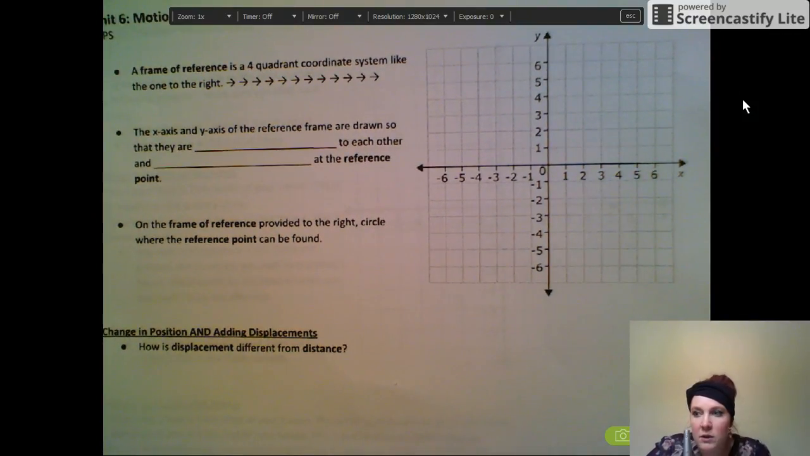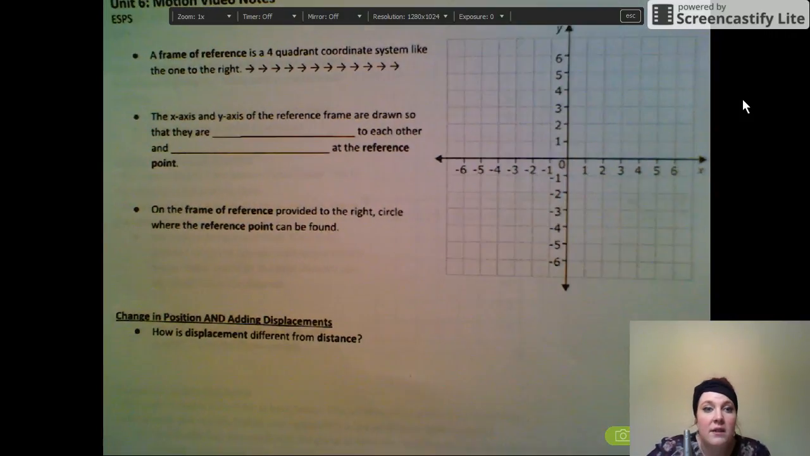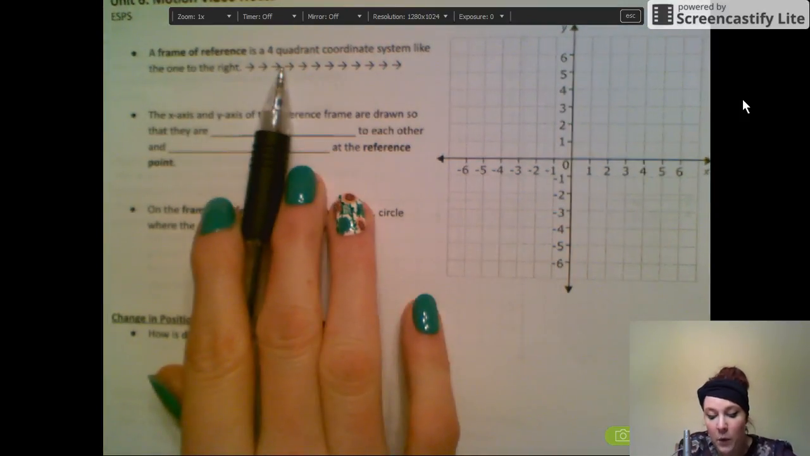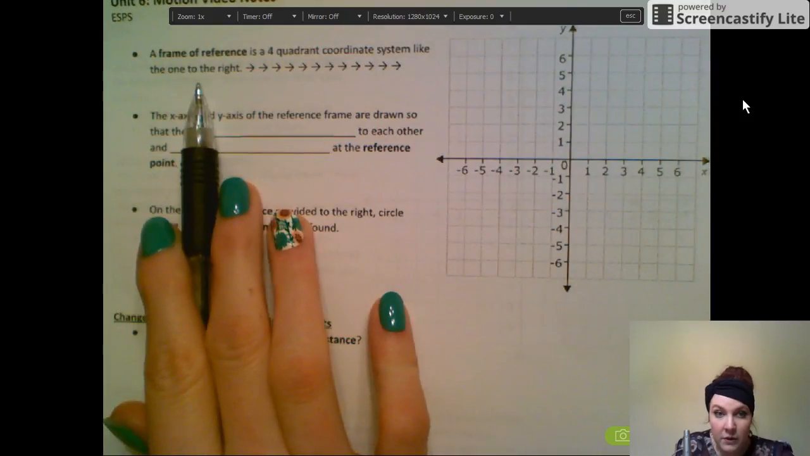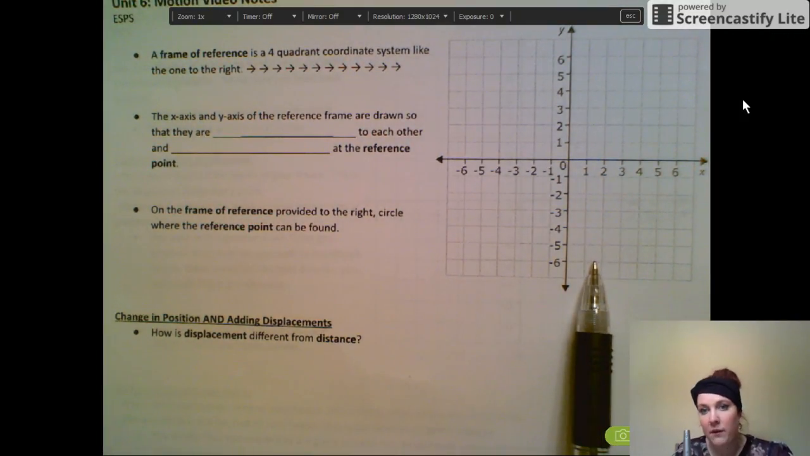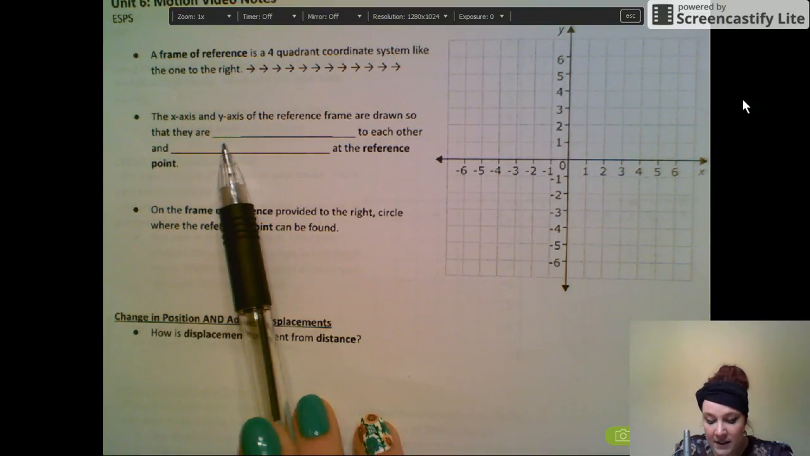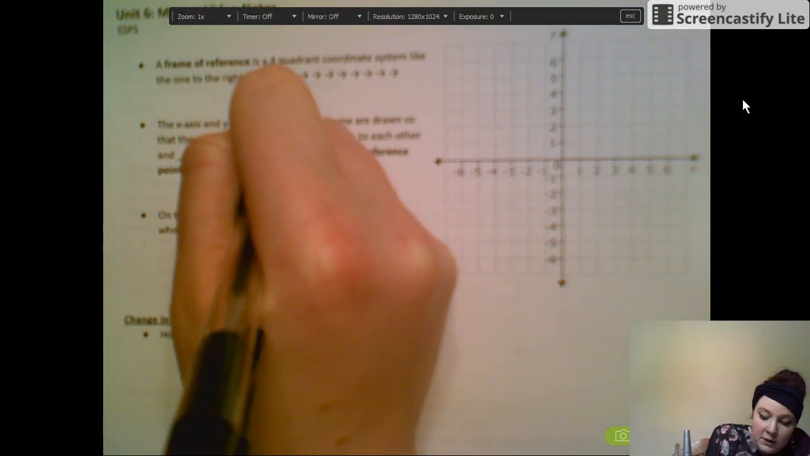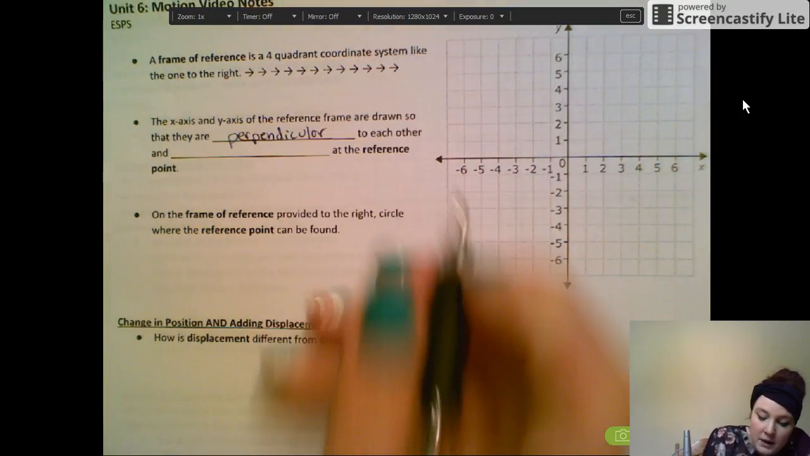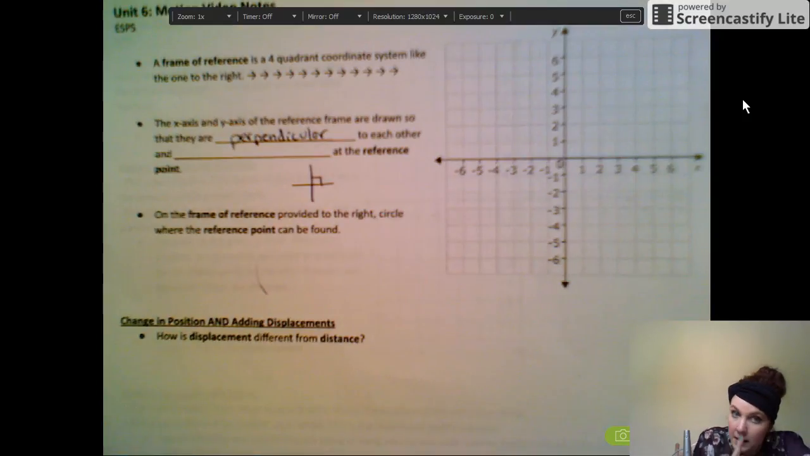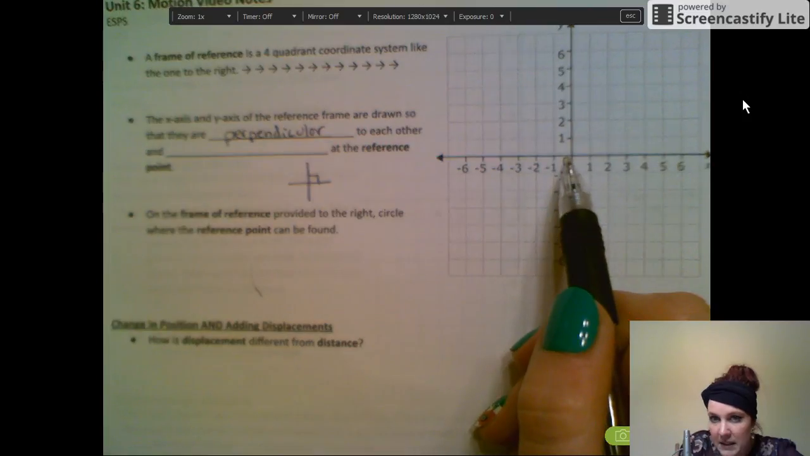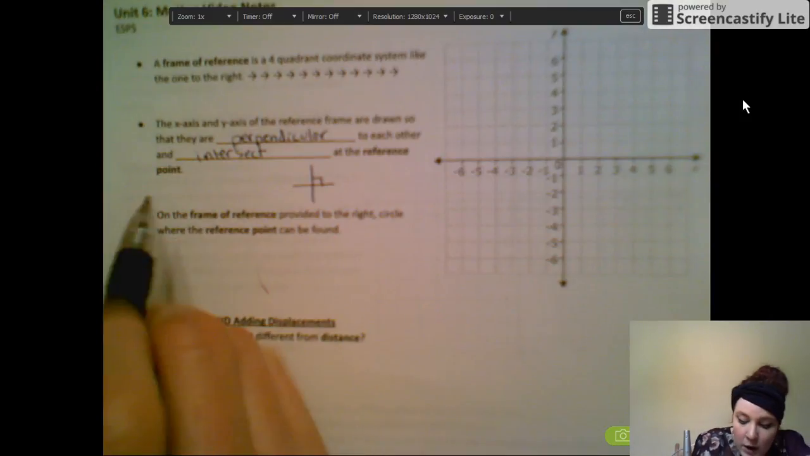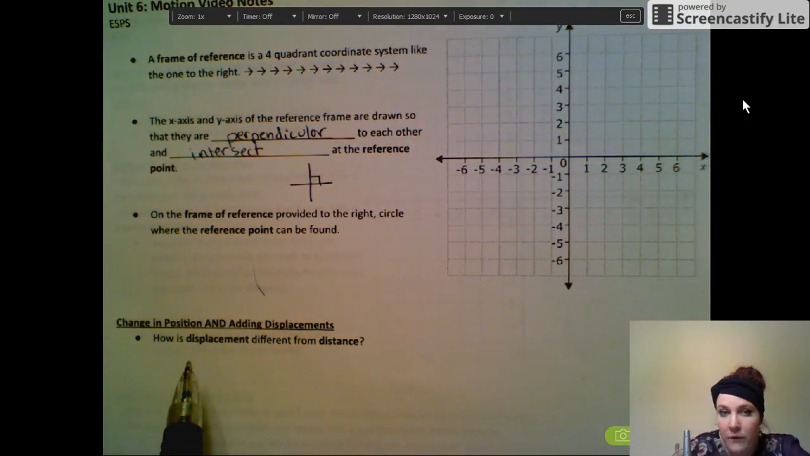What this is doing is showing us the difference between distance and displacement, okay? So it says here that a frame of reference is a four-quadrant coordinate system like the one to the right. Now, we're pretty familiar with this. This is a graph, right? It says that the x-axis and the y-axis of a reference frame are drawn so that they are perpendicular. Perpendicular means that you have two lines that intersect at a right angle, just like the one we see here. Where they intersect or cross each other is called the reference point, okay?